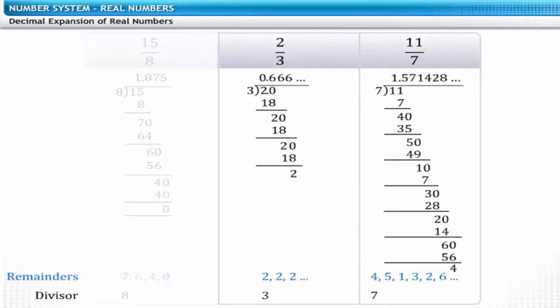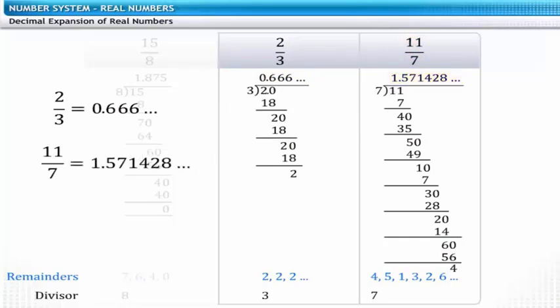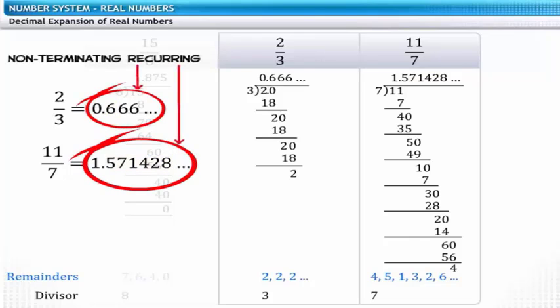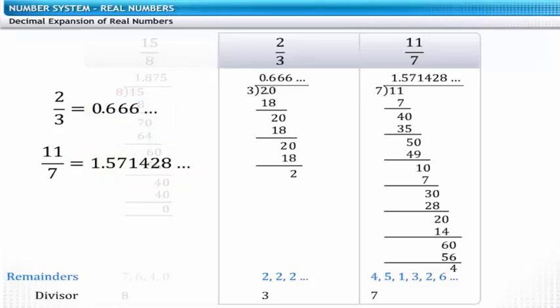In the second and third case, the remainder never becomes 0. In these divisions, the remainders repeat after a definite stage. Here, these blocks of digits repeat in the quotient of the divisions. We say that these expansions are non-terminating recurring. Commonly, we represent the recurring digits in the quotient with a bar on top of it. We read this as 0.6 bar.